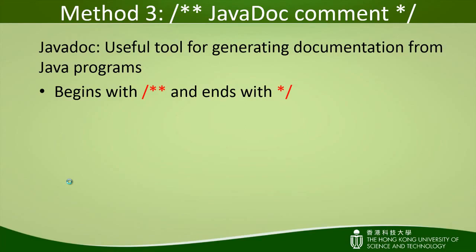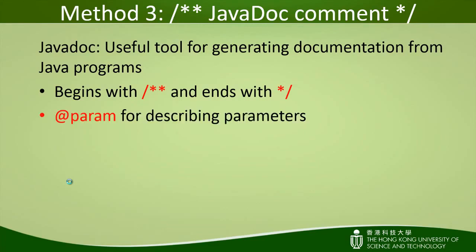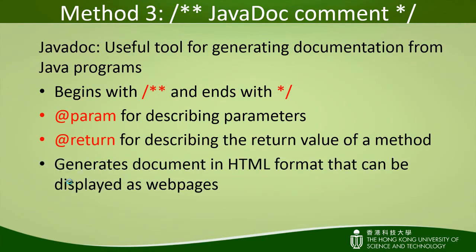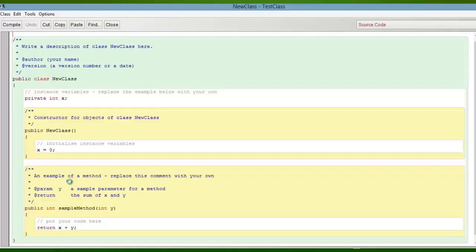JavaDoc also provides some useful descriptive tags. Two of the most useful ones are included here. The @param tag, which begins with the at sign, is for describing parameters used in a method or constructor, and @return is used for describing the returned value of a method. The resulting document is in HTML format that could be displayed as web pages.